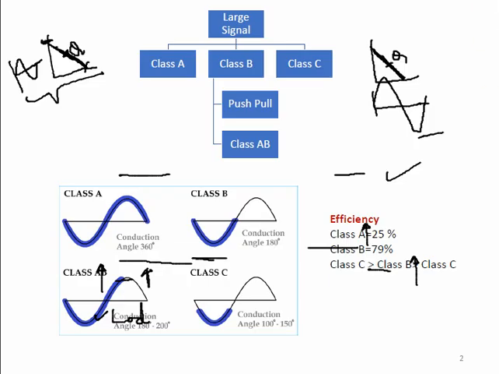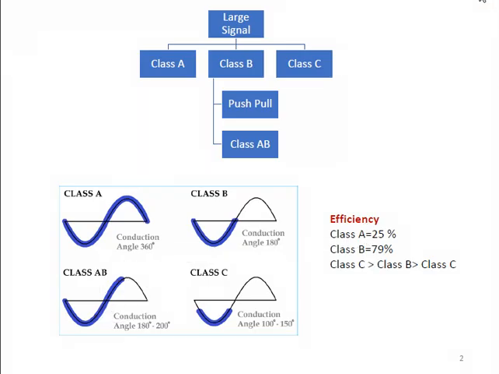Now, if you see this large signal, our main concern over here is large signal. We are more interested in studying large signal amplifiers. Large signal amplifiers can be broadly classified into these three categories: one is a class A amplifier, the other is a class B amplifier, and the other is a class C amplifier.